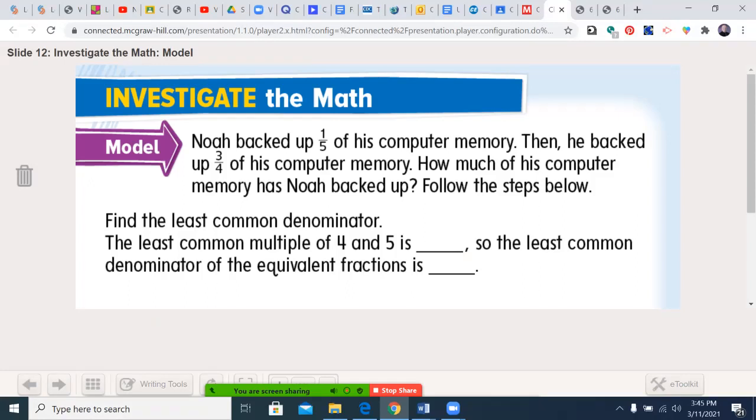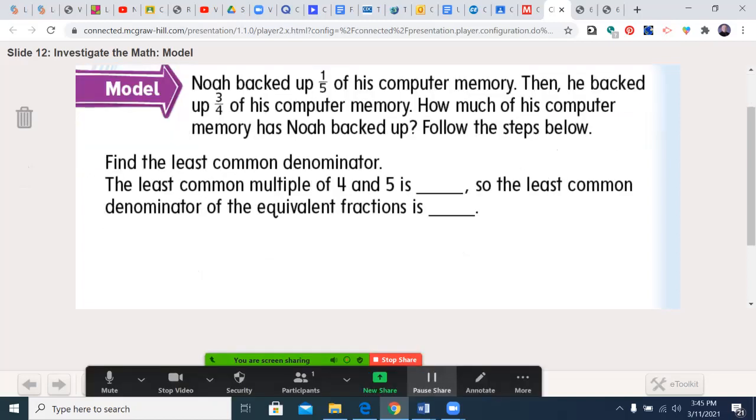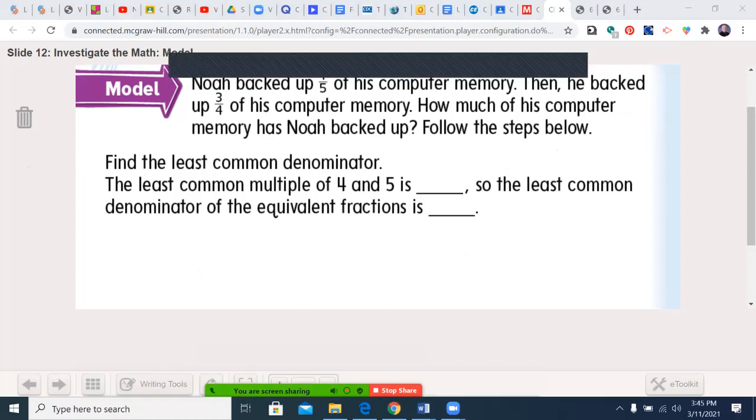Story problem here. Noah backed up 1/5 of his computer memory. Then he backed up 3/4 of his computer memory. How much of his computer memory has Noah backed up? Let's follow the steps. Find the least common denominator. The least common multiple of 4 and 5 is 20.